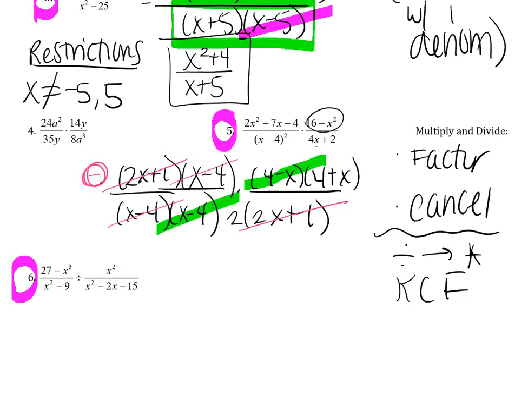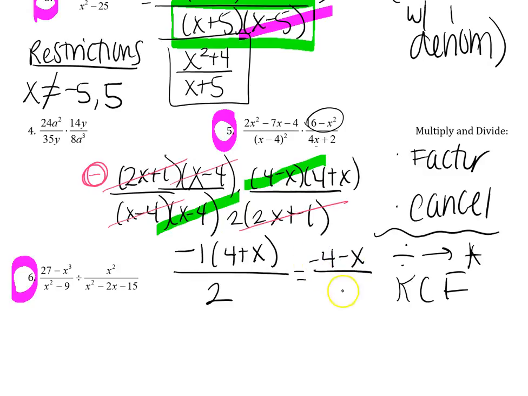So what I have left at this point is -1 times 4 plus x all over, looks like just 2. So you can leave it like this, or if you want to distribute that negative, this is -4 minus x all over 2. So if you do distribute, make sure this becomes a negative x, you don't leave it as a positive x.